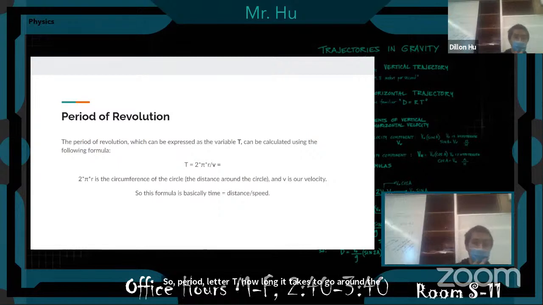In terms of orbits, what I'll call it is an orbital period, which is basically how long it takes for a planet to orbit around the sun. And I use the variable t to express that. We can calculate t just using the following formula, which is the distance around a circle, 2 pi r, divided by velocity, which is v.